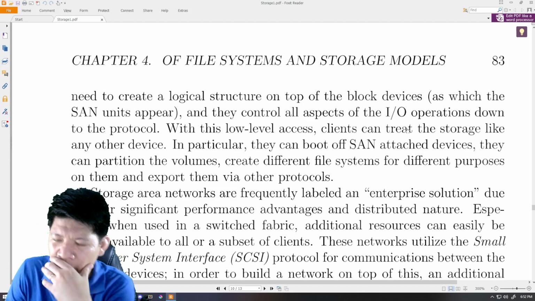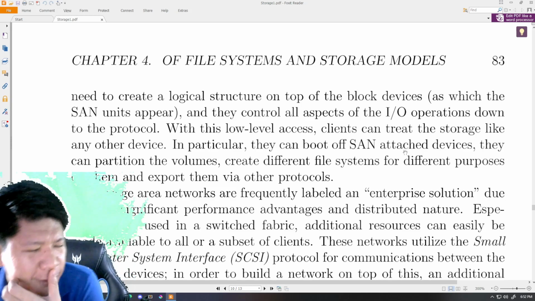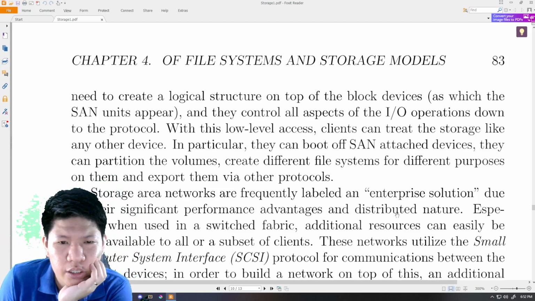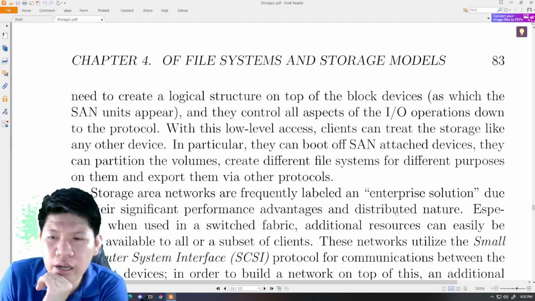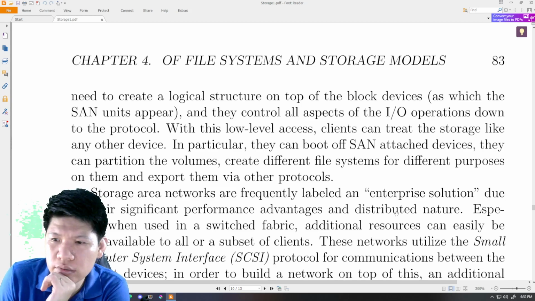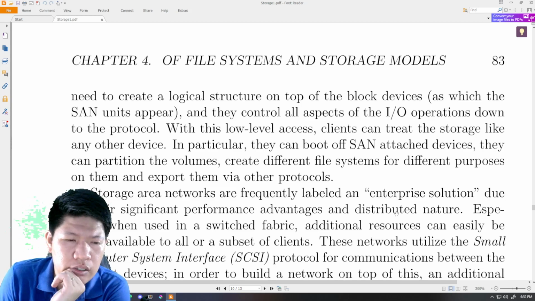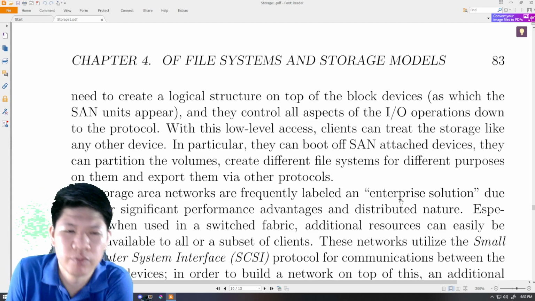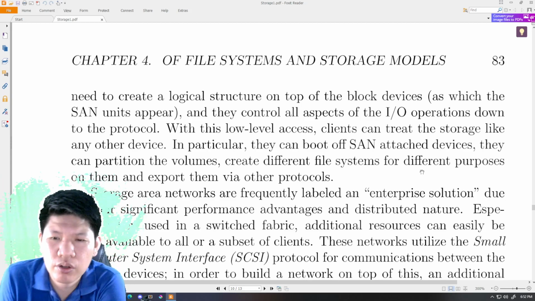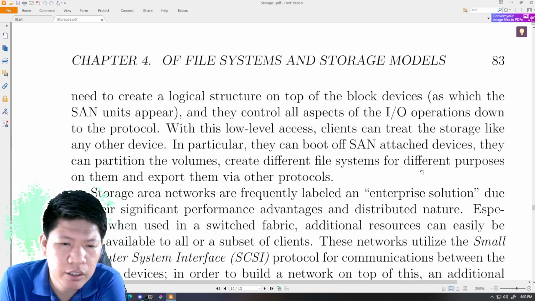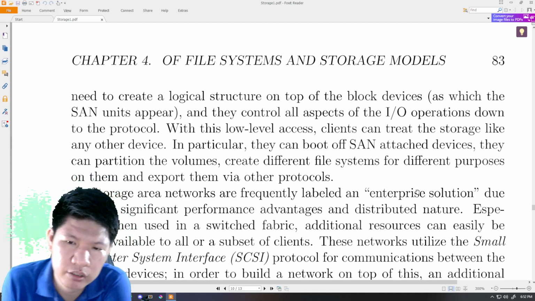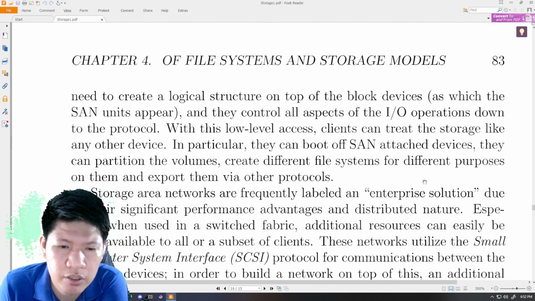For file system and storage model, we need to create a logical structure on top of our block device, as the SAN unit, which is your storage area network unit, appears. It will control all aspects of your I/O operation within the protocol, thus allowing it to have a brain of its own, because the majority of the tasks can be done by itself.